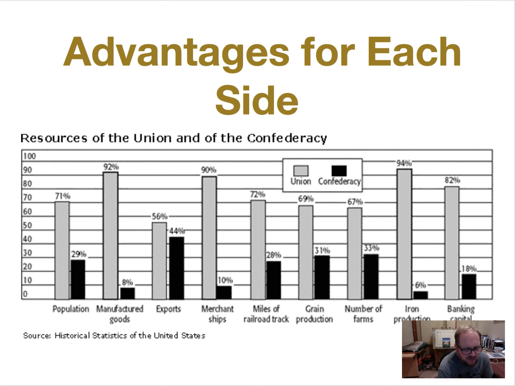Okay, the advantages for each side. We're going to look at this in several parts. This is a great chart right here, though, because it tells us how many advantages the North had in just their natural ability with their large population and manufactured goods. They had a huge amount of merchant ships and a huge transportation network with the railroads. They had basically the breadbasket, with New York and Pennsylvania being major grain producers, not only for domestic but also international trade. They had lots of small-scale farms. They had all the major iron-producing areas and factories. And also they had a huge resource of banking capital.